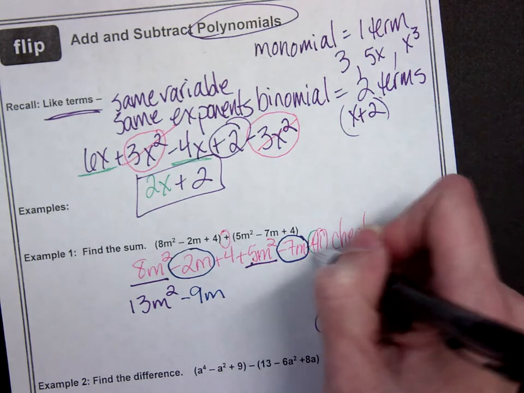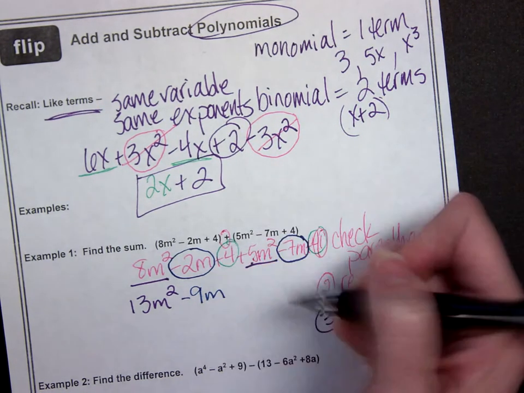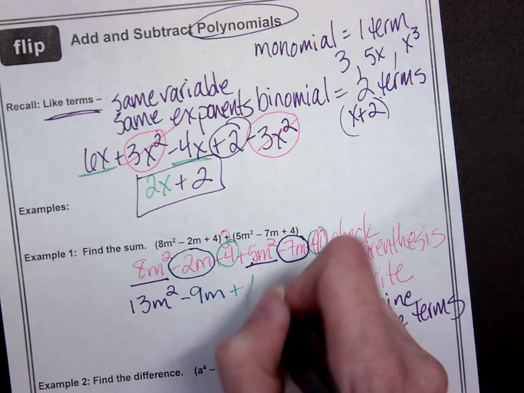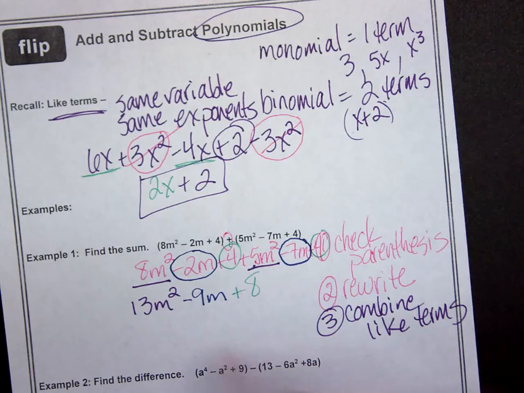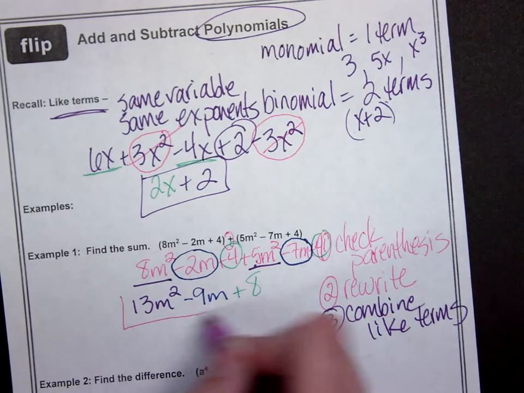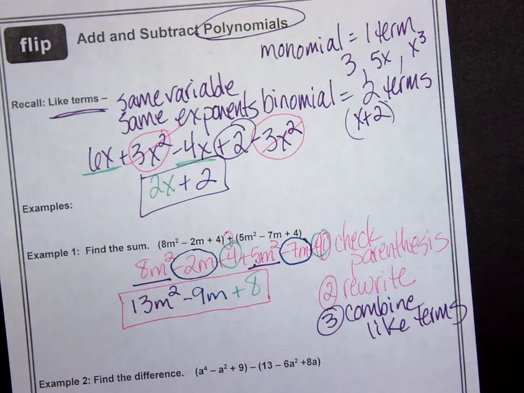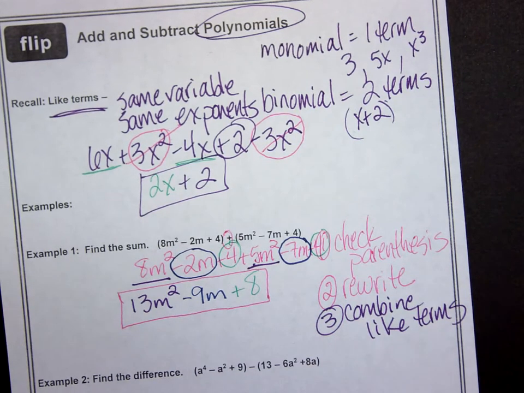And I've got my plus 4 over here, plus 4 right there. All together, that's plus 8. There are no more like terms. I can't do any more simplifying. So we're finished. We have added those two together.